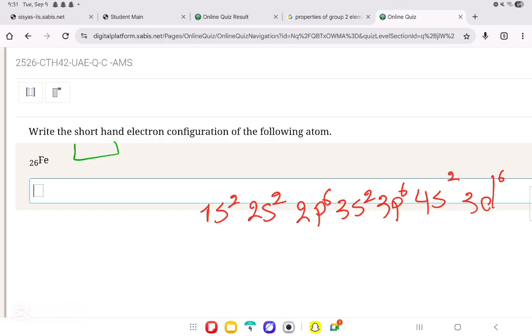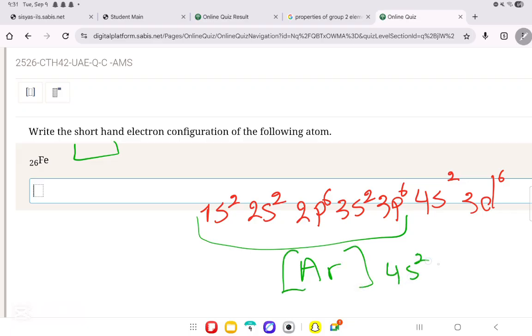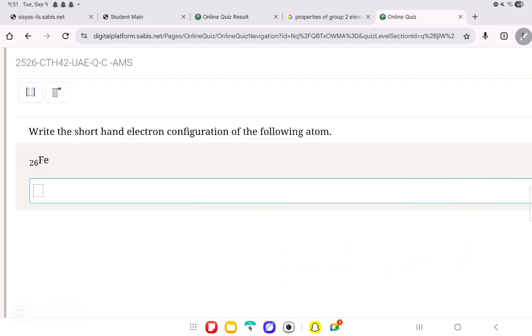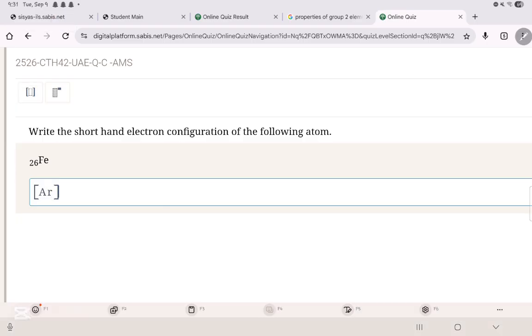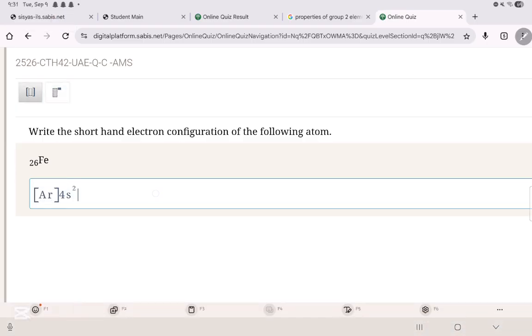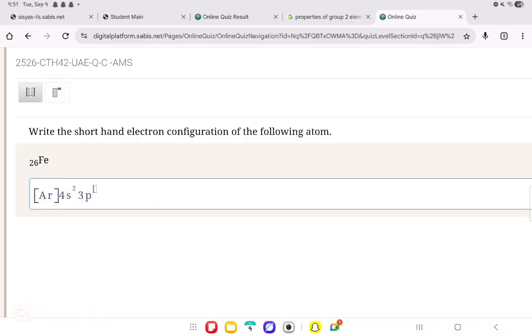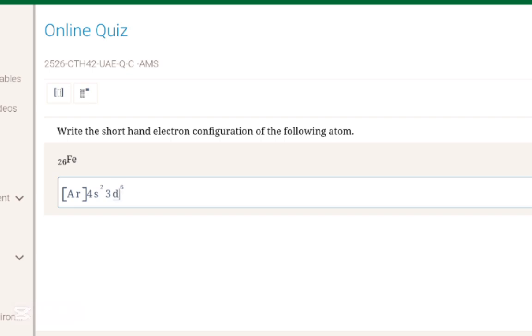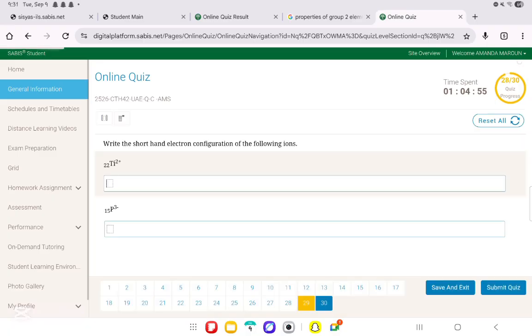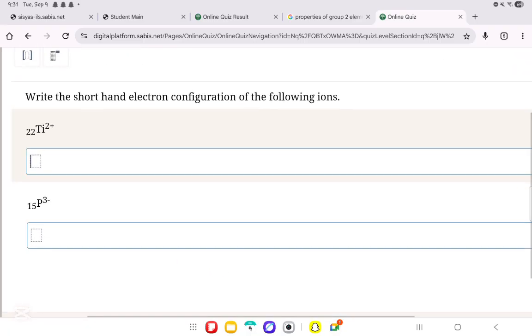And how many electrons does it have? It has 18 electrons. So this in total, which is 18, will be simply replaced by argon. And what's left to write? 4s2, 3d6. Okay, so argon, 4s2, 3d6. Perfect. Let's move on.